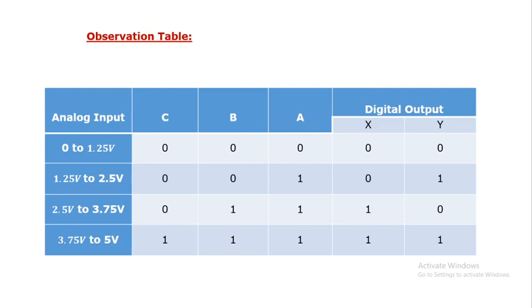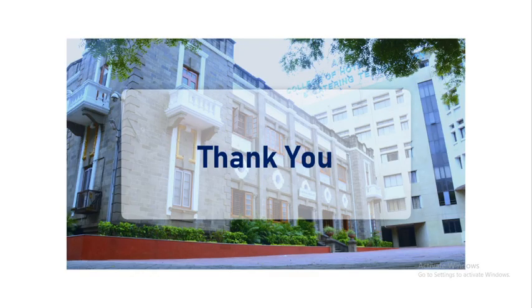So this is how we verify this observation table. If the analog input is between 0 to 1.25, the output is 0 0. If it is between 1.25 to 2.50, the output is 0 1. If it is between 2.5 to 3.75, it is 1 0. And if it is between 3.75 to 5 volt, the digital output is 1 1. This is how an analog signal is converted into digital output. Thank you.